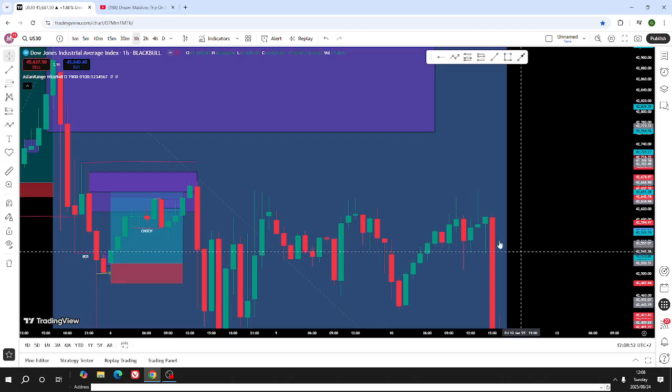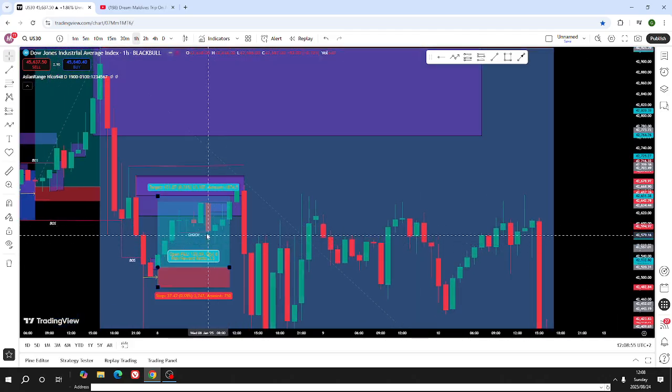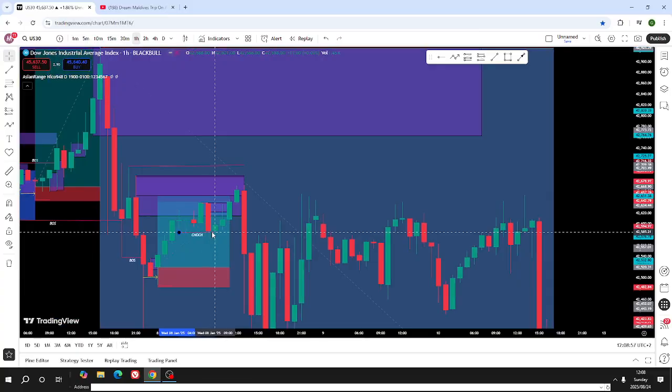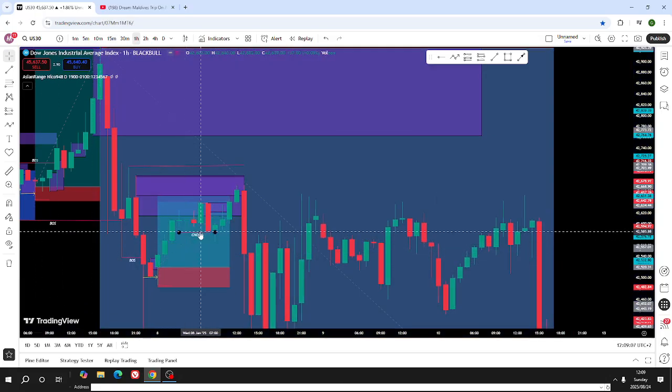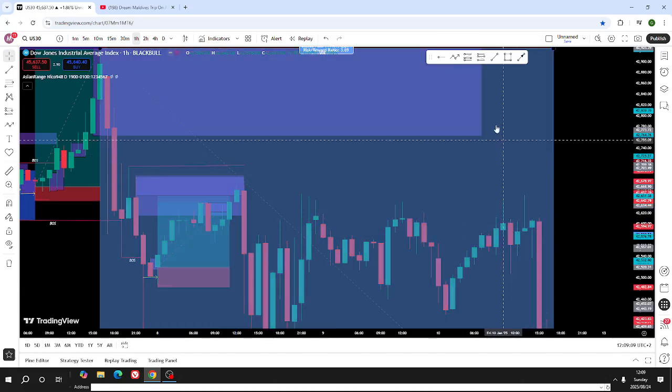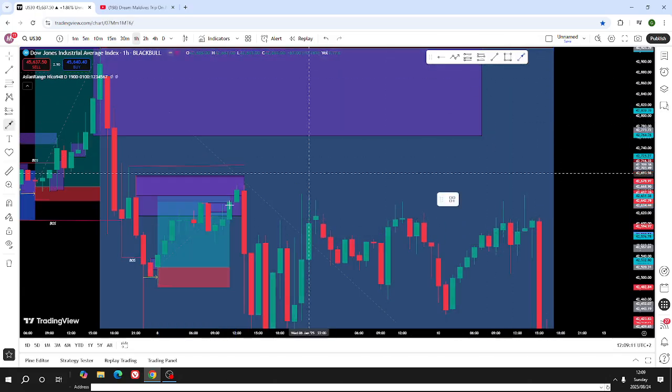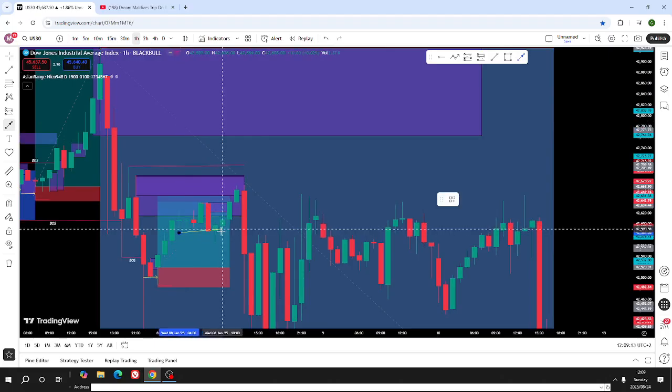Now this is beautiful, what we see over here. If you can see where we actually have a change of character on 1 hour, it's not actually a change of character. On 1 hour, what we have is a sweep of a certain low. So where we had a change of character on 30 minutes, on 1 hour it's a sweep of a certain low.